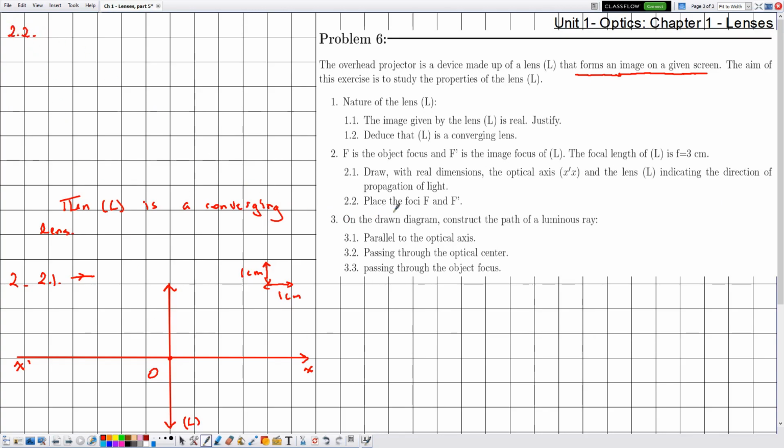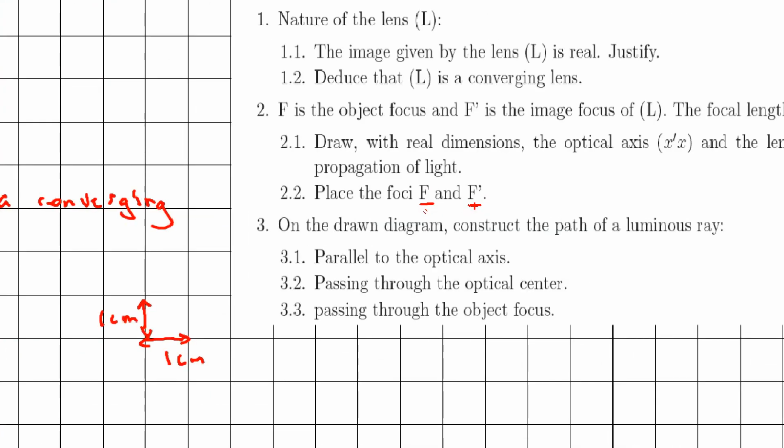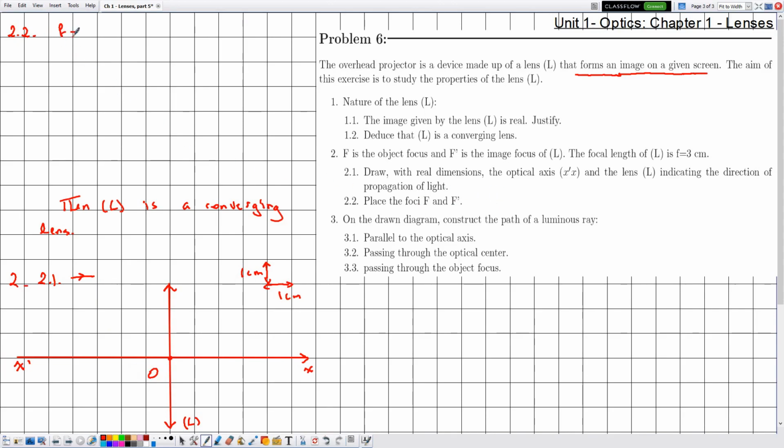In 2.2 they are telling me place the foci f and f prime, knowing that f is the object focus and f prime is the image focus. We have that the focal length f is equal to 3 centimeters, and since we are putting that along the x-axis, we divide by the scale along the x-axis. This will give me 3 divisions, and because the direction of propagation is from left to right and the lens that I'm using is a converging lens, then the object focus will be on the left and the image focus will be on the right. So 1, 2, 3, this is the position of f, and this is the position of f prime. So done for part 2.2.